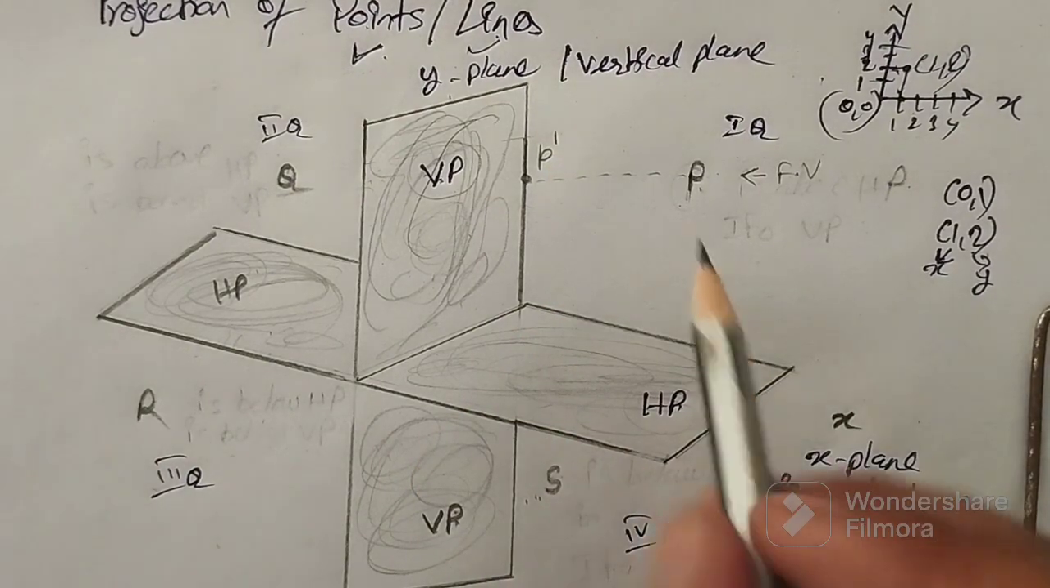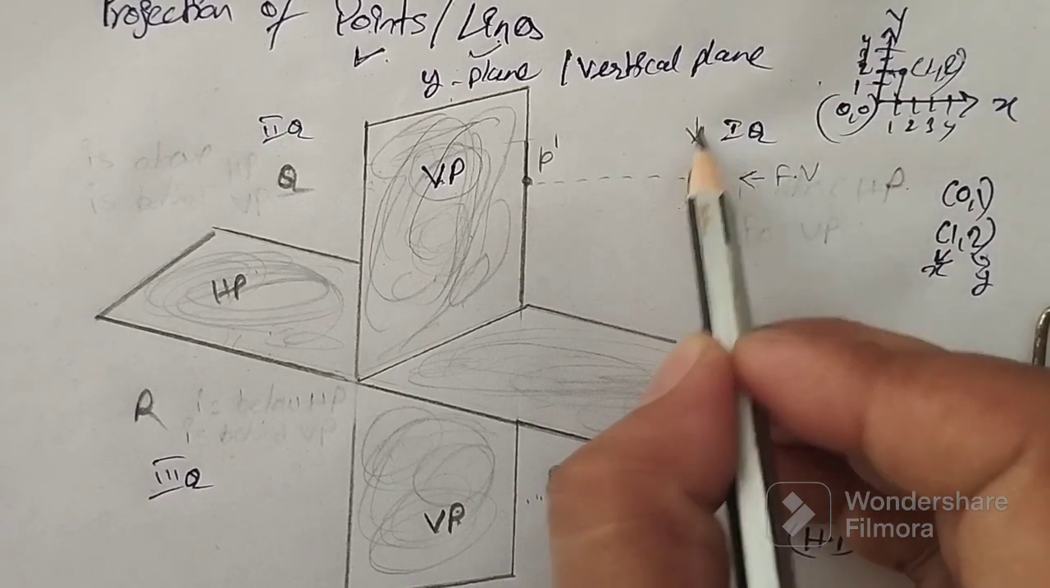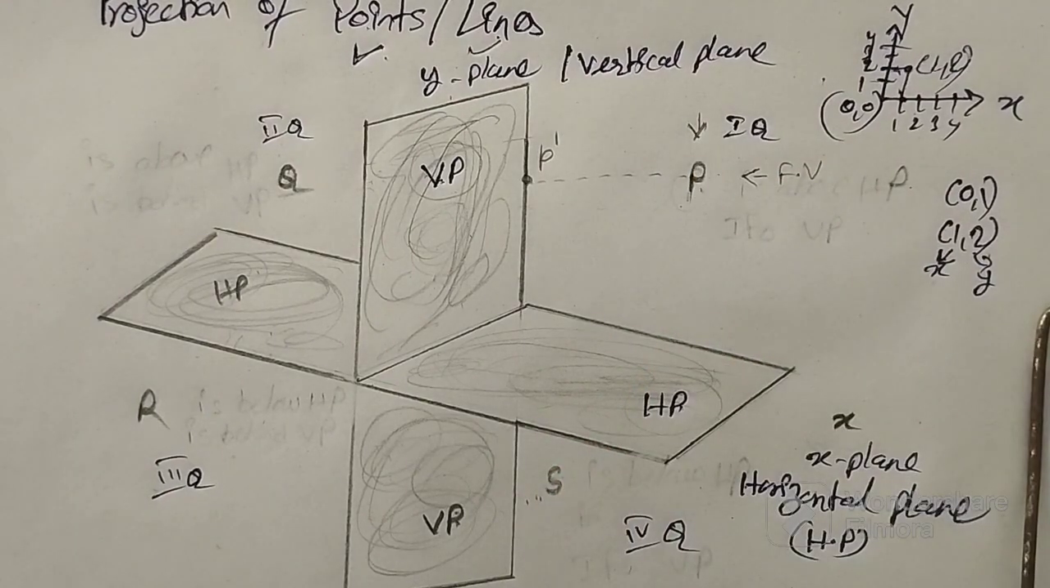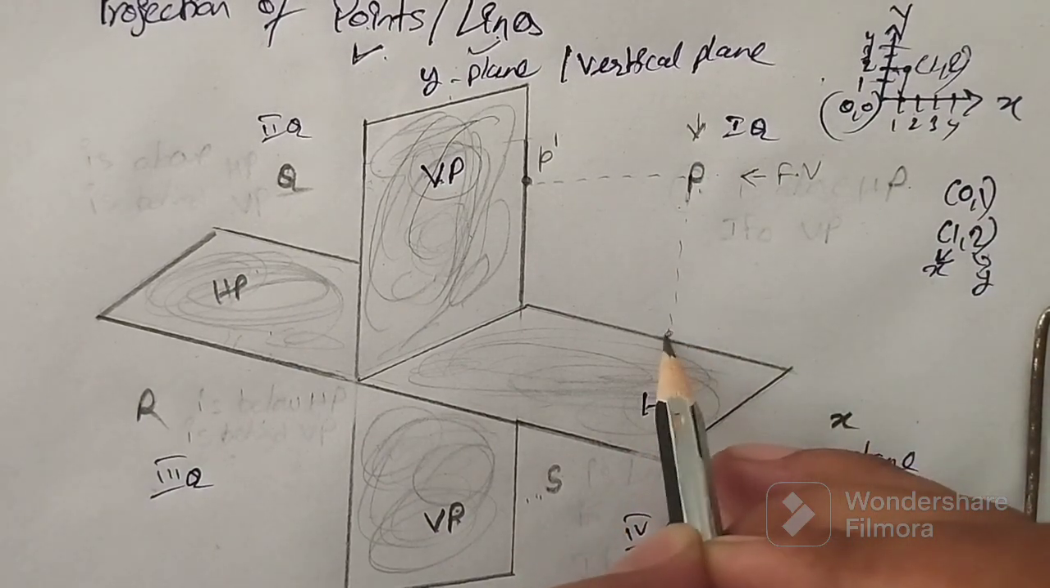Now if I look at the same P from the top, what would happen? The image of this P should fall somewhere here, right?